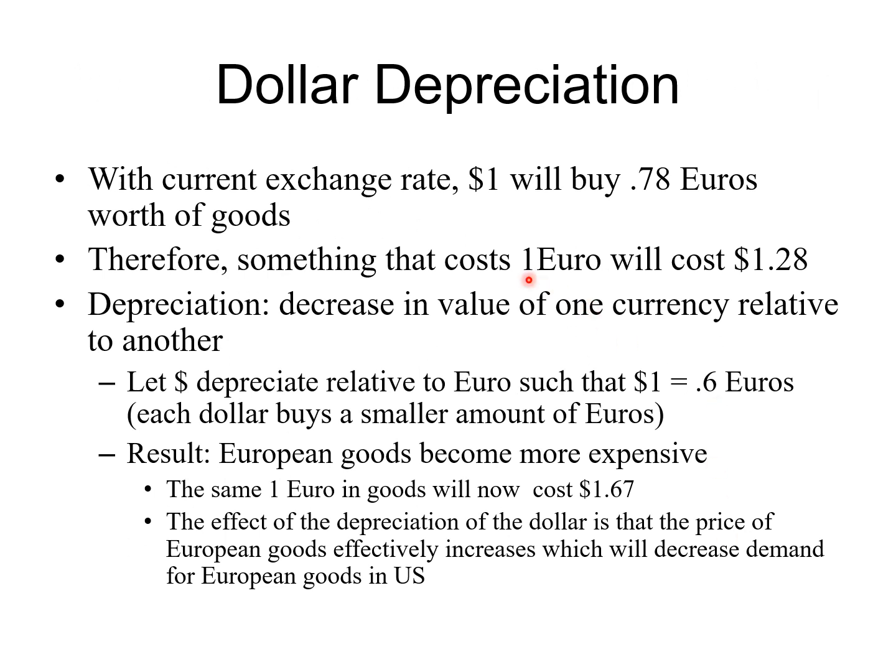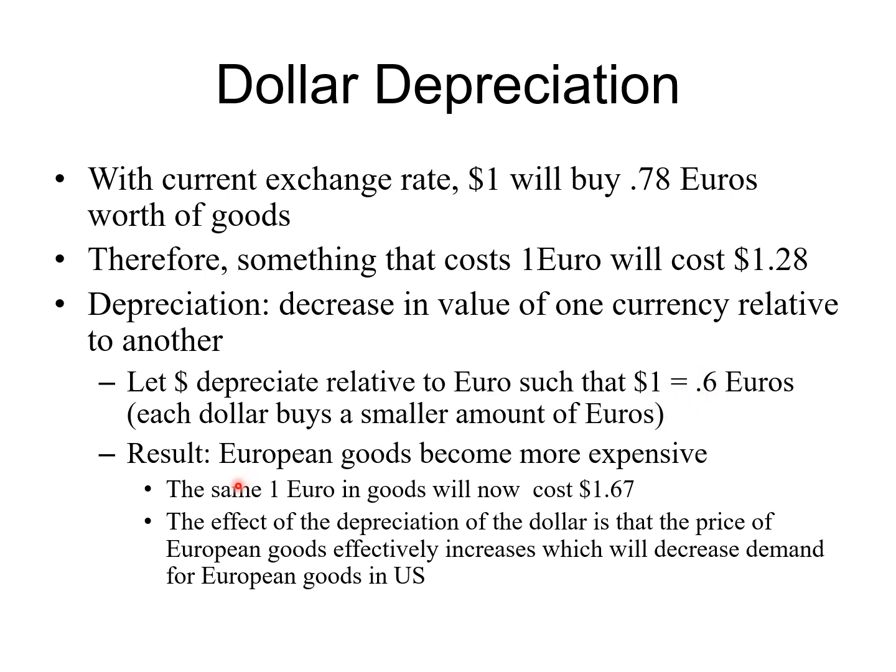The other side of the coin is dollar depreciation. Everything we just said about appreciation, just reverse it. Just flip it, okay? Current exchange rate, $1 gets you 0.78 euros. That's what we started with. With a depreciation, the decrease in the value of one currency relative to another, let the dollar depreciate relative to the euro such that $1 now only buys you 0.6. And you see, that's a depreciation. The dollar is getting you fewer euros, okay?